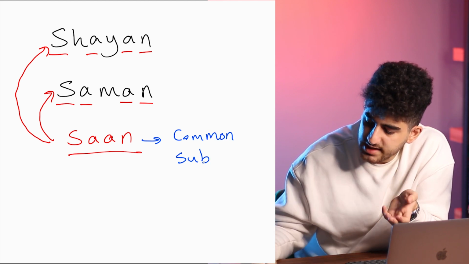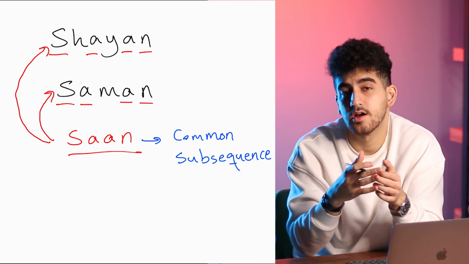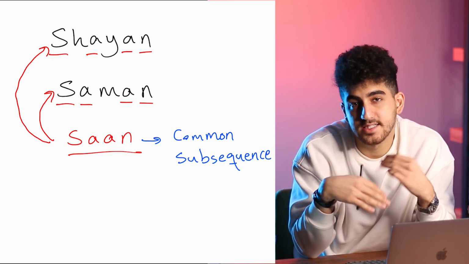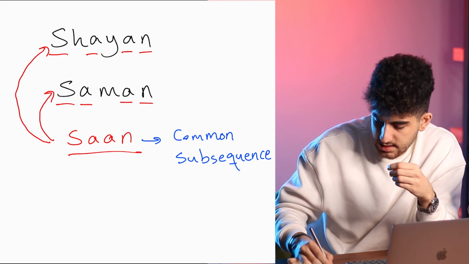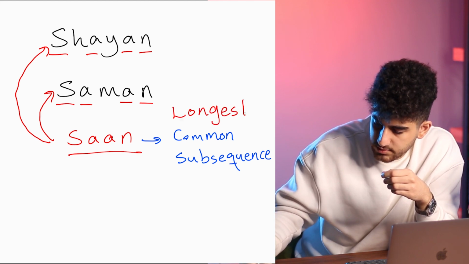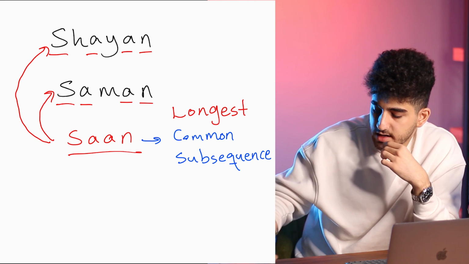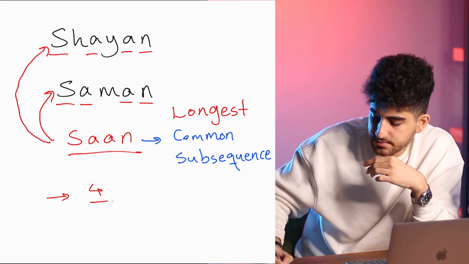And since we do not have any other subsequence which is longer than this string, and it is the subsequence of both of them, it is also the longest common subsequence. Therefore, the longest common subsequence is this, and the length of it is 4.